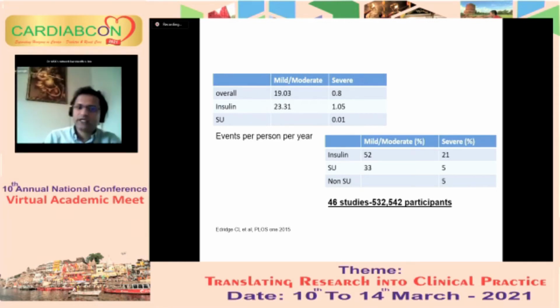As we can see here, severe hypoglycemia was more common on insulin as compared to the sulfonylureas. And interestingly, a similar amount, about 5% of hypoglycemia, was seen in patients who were not on sulfonylureas or insulin. If we look at the events per person per year, again, insulin tops the list with 1.05, followed by sulfonylureas, which was quite negligible.